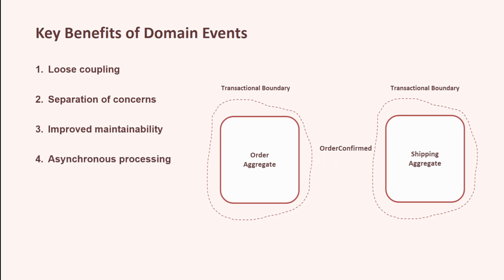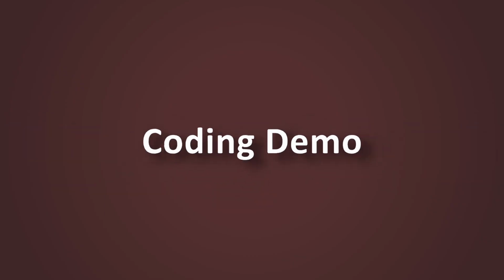Domain events can be handled asynchronously, which improves performance and scalability of your application by not blocking the initial request. Domain events also make your application resilient. By decoupling the components, if one part of the system is temporarily unavailable, the event can be queued and processed later, preventing a complete system failure. Domain events are also the key mechanism for achieving eventual consistency across different parts of a distributed system.